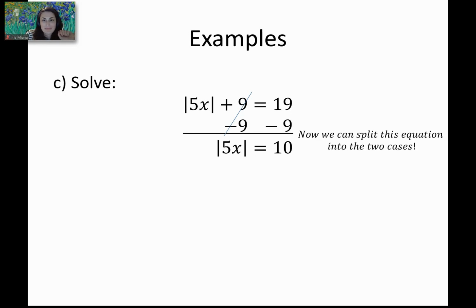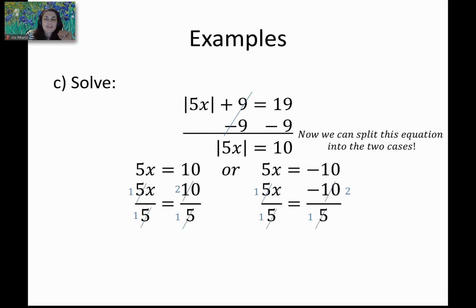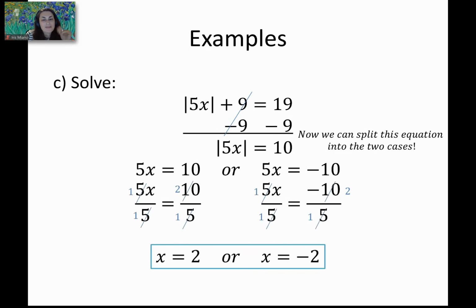Now it's time to split this equation into the two cases. Now 5x can either equal positive 10 or negative 10. Divide both sides by 5 in order to find those values of 2 and negative 2, which would become your solution set for x in this case.